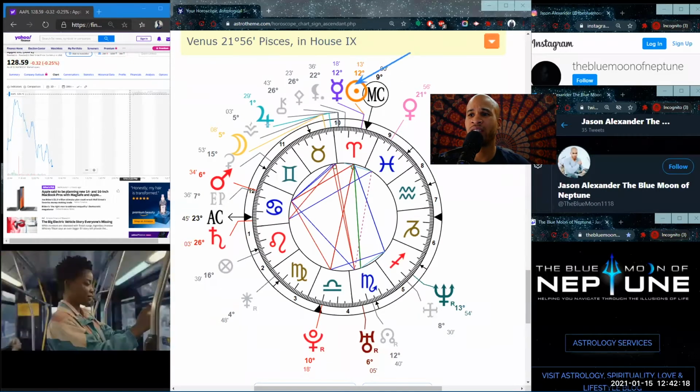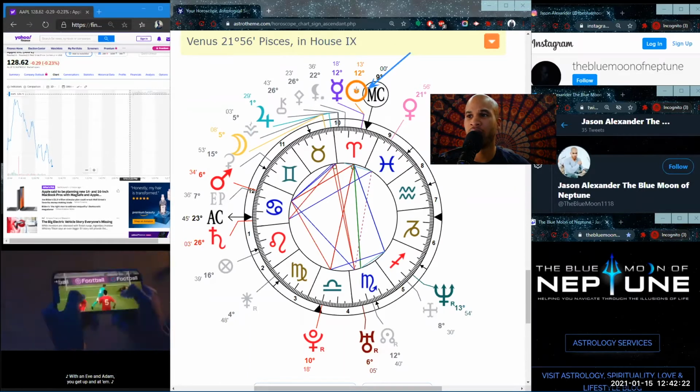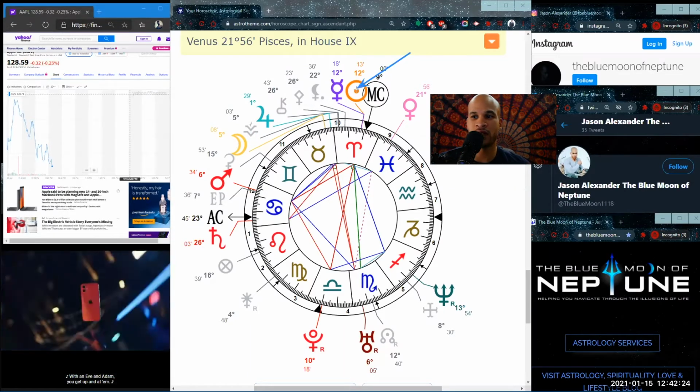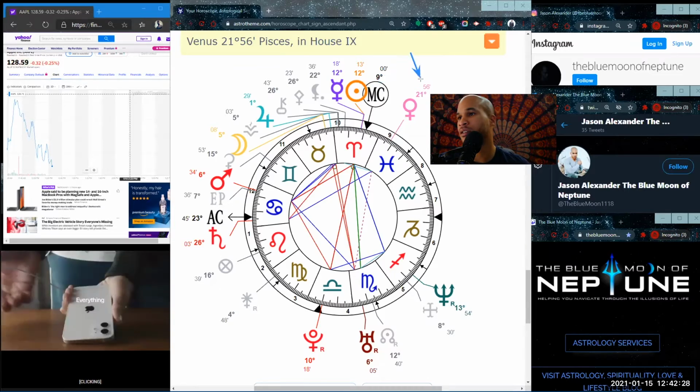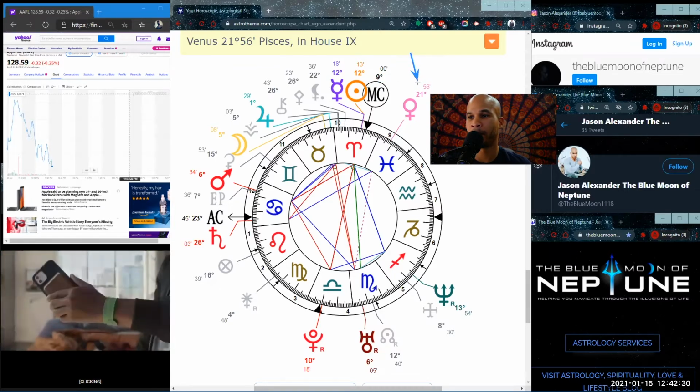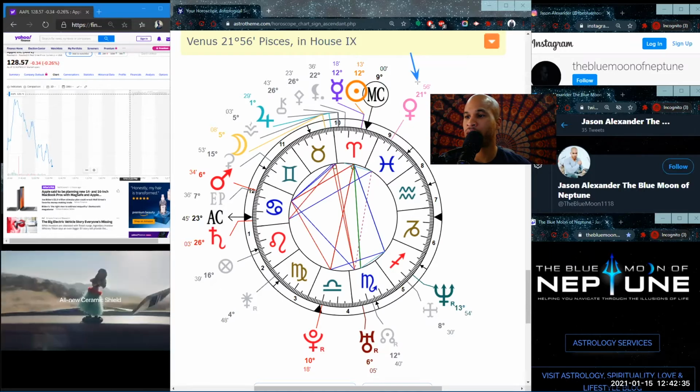So we have the two biggest planets, the two most important planets in the chart to me, and to most astrologers. It's the sun and the moon, and they're both in the best position possible. That's amazing. Now we do have some planets that are in the worst positions.